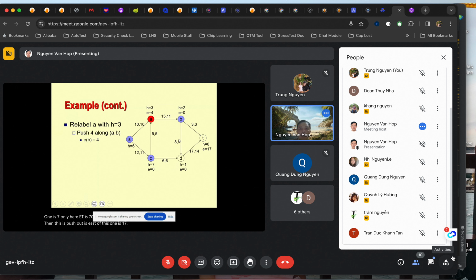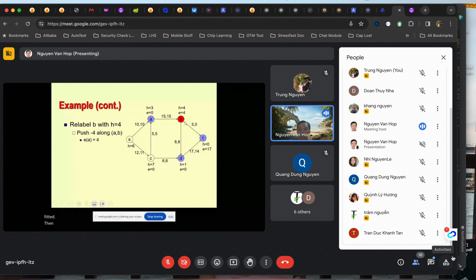Then after that, here is not balanced. Therefore, we have to adjust this. This is 11. This is 15. Therefore, we push 4. Okay. 4 along A and B because this is 15, this is 11. Therefore, we push 4 here because the excess here is 4. We rise up here to 3 to be higher than that one, which is 4. Therefore, it's 15.